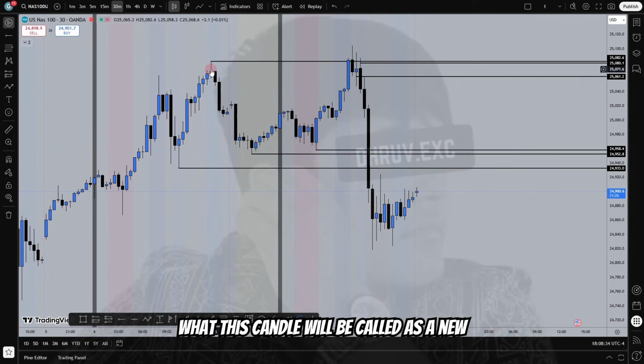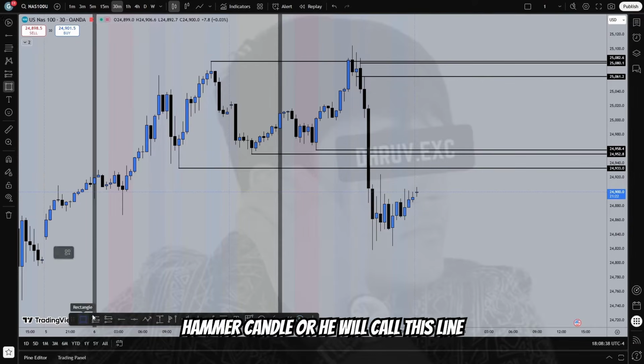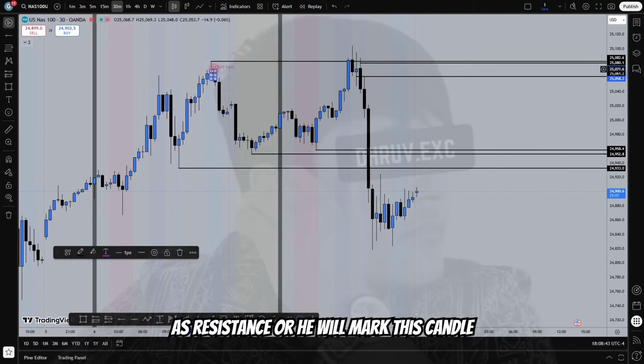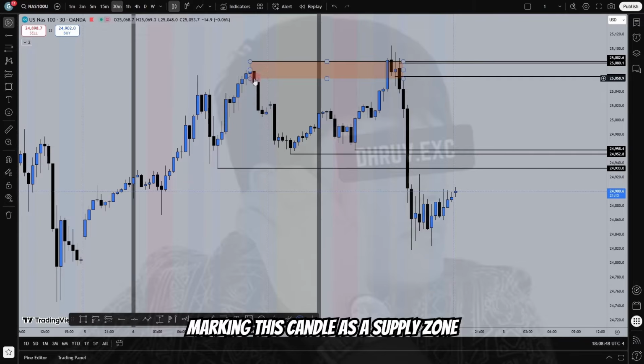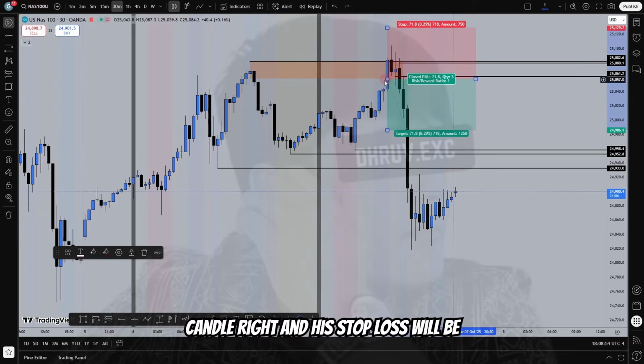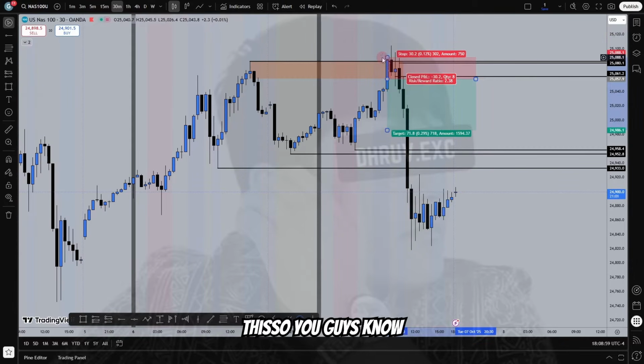What this candle will be called as a new beginner trader? He will call it a hammer candle, or he will call this line as resistance, or he will mark this candle as a supply zone. Okay, so if he's marking this candle as a supply zone, where will he place his sell limit? His sell limit will be at the starting of this candle, right? And his stop loss will be a little bit above the structure, so like this.